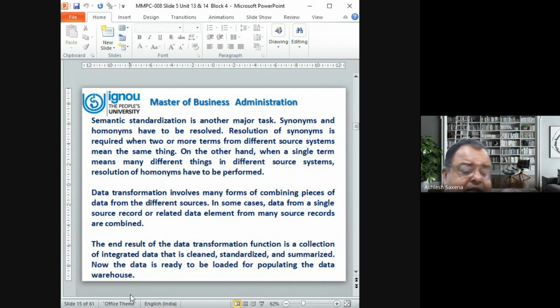Data transformation involves many forms of combining pieces of data from the different sources. In some areas, data from a single source record or related data elements from many source records are combined. The end result of data transformation is a collection of integrated data that is cleaned, standardized, and summarized. Now the data is ready to be loaded for populating the data warehouse.